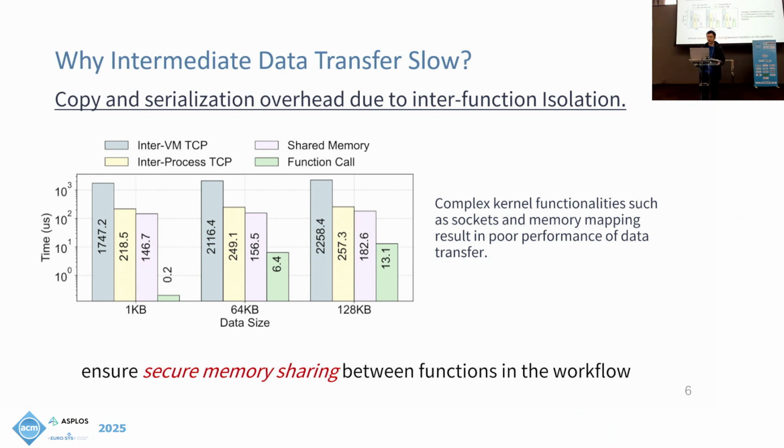To address the data transfer problem, we measured 4 common data transfer methods, including inter-VM TCP, inter-process TCP, shared memory, and function call. The function call method outperforms the others a lot. This is because threads can naturally share the address space without syscalls, allowing the CPU to access data more efficiently compared to complex kernel functionalities such as sockets and memory mapping. This motivated us to use a single address space for serverless workflows to improve data transfer efficiency.